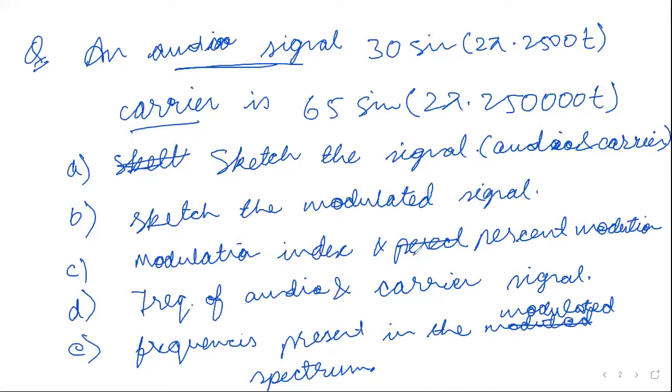So has anybody drawn that audio and the carrier signal and written down the frequencies present in the signal? So first tell me what is the value of Vm, A, fc, fm. Tell me these values. So all of you should know Vm, what is Vm, what is A, what is fc, and what is fm.